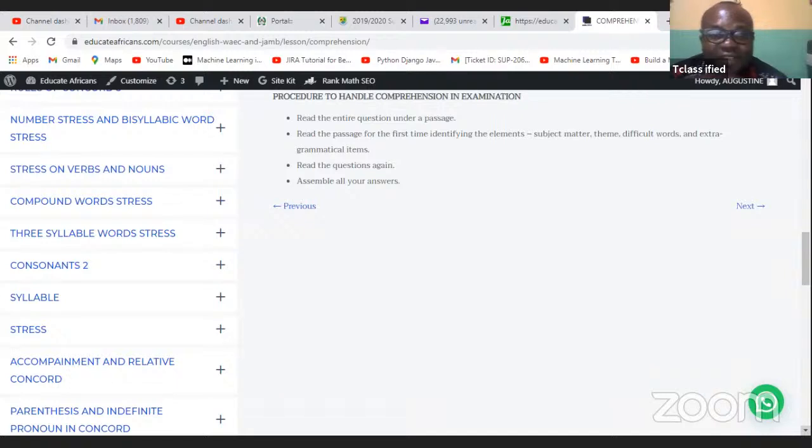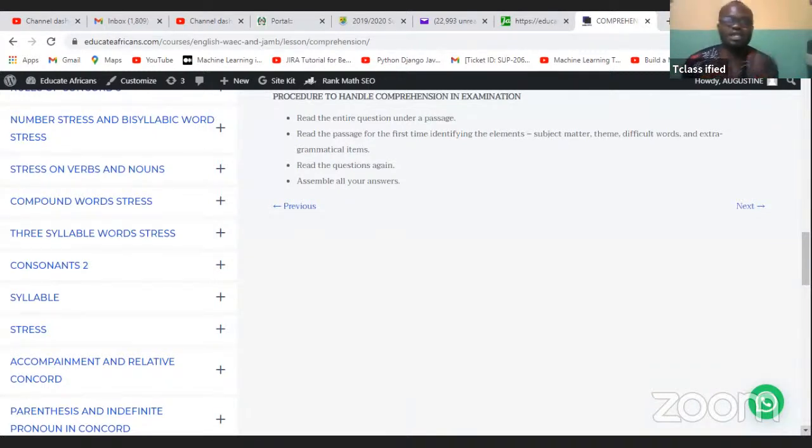If you're not able to identify these things when you're reading the passage, when you get back to the question, you find it difficult answering. That's why I'm going to be giving us a practical where we should be able to identify this from a given passage. We all know that subject matter is simply the storyline that the passage is telling you. Theme is the lesson. What are you able to learn from that passage? Difficult words are any words that you cannot know the meaning of, except when you go to a dictionary. And extra grammatical items are idioms, simile, metaphor, any figures of speech.